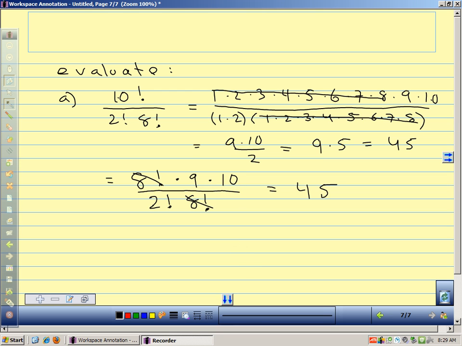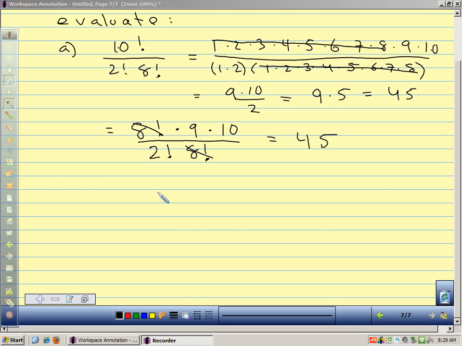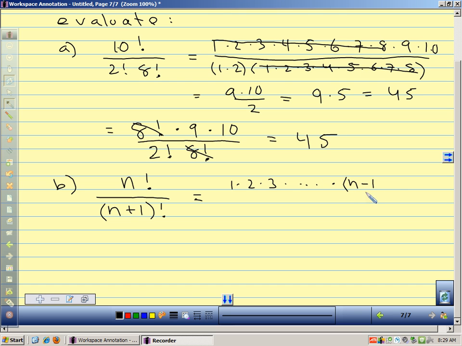Now let's look at an example with just variables. n factorial over n plus 1 factorial. Now if I write out my terms just like I did here, this is 1 times 2 times 3 times dot dot dot times n minus 1 times n. So it's all the numbers from 1 to n multiplied by each other. On the bottom, I have 1 times 2 times 3 times dot dot dot times n times n plus 1. This is all the numbers from 1 to n plus 1.